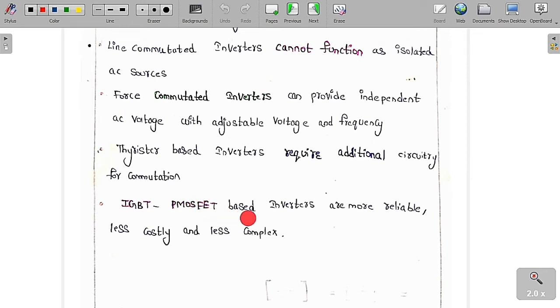IGBT and power MOSFET based inverters are more reliable, less costly and less complex. I have already told you power MOSFETs cannot be used in the current source inverter, but they can be used only in the voltage source inverter, because the devices used in a current source inverter have to withstand even the negative voltage polarity.